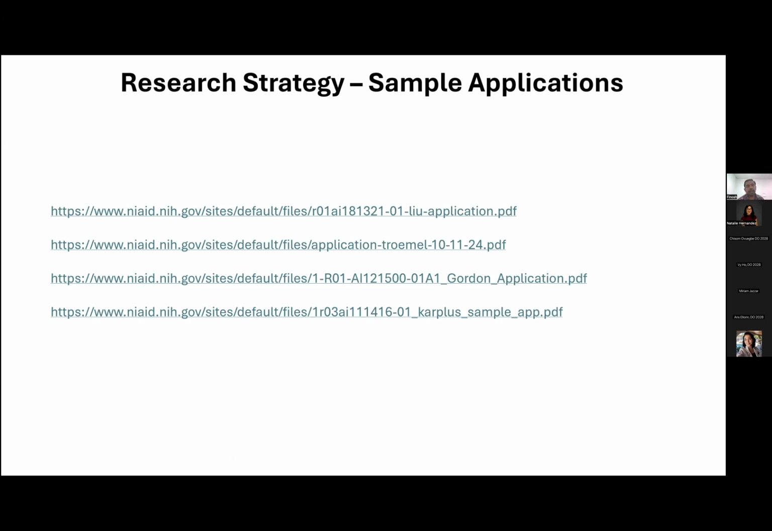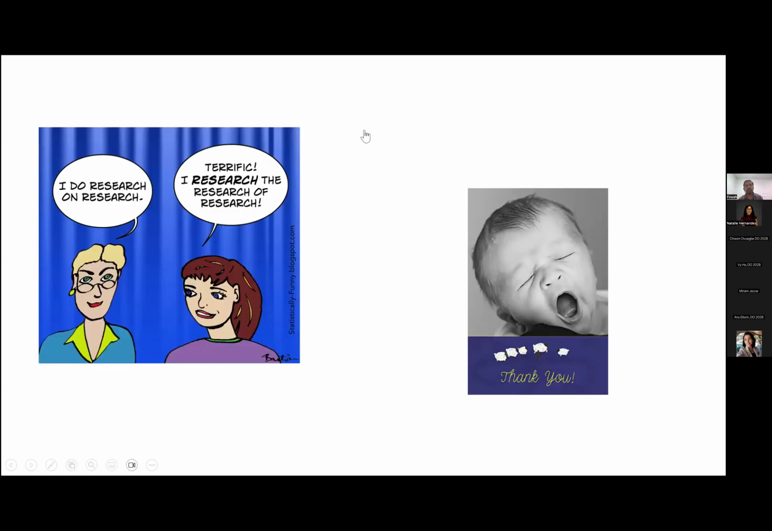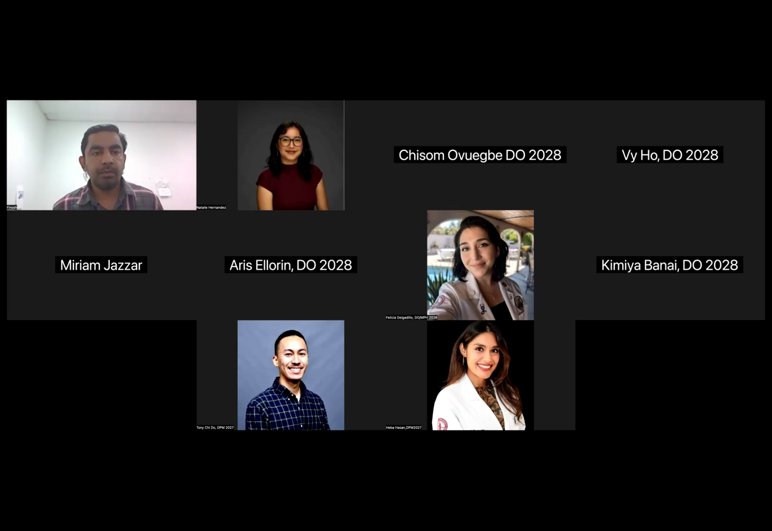In this PPT, I gave some applications which are funded through NIH from the NIH website. You can look into these applications and see how they articulated, how and why their grants were successful. Okay, that's all about the second session of research strategy. And if you have any questions, feel free to ask now.